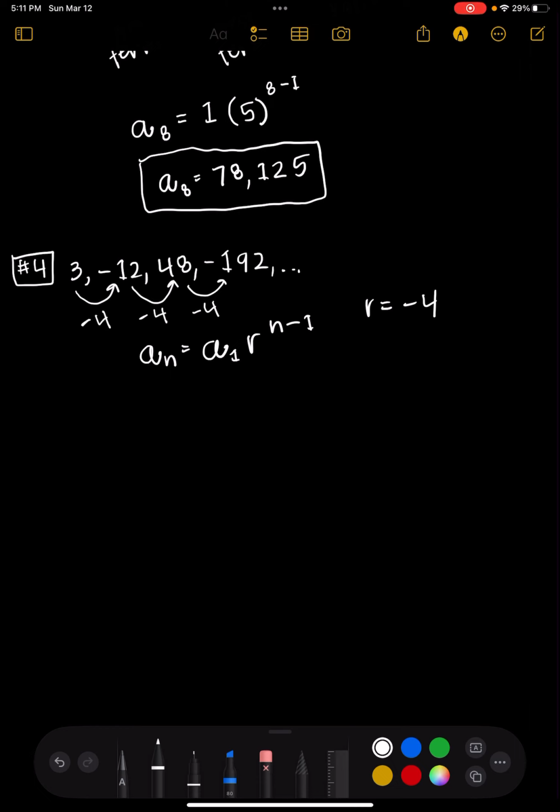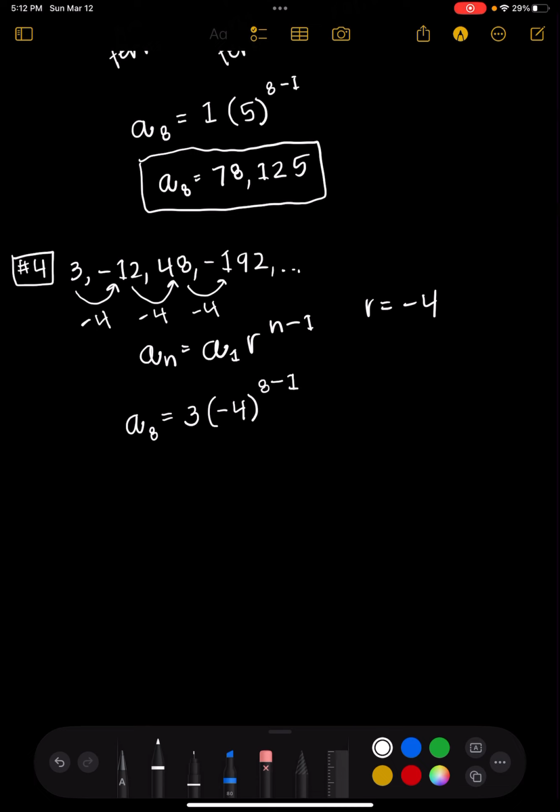So now I should have all of my information to plug into this formula. So a sub n, it's going to be a sub 8 because I'm trying to find the 8th term again. And then a sub 1 is my first term. In this case, that's just a 3, the first number in my sequence. Then it's multiplied by r. We just discovered that r was -4, to the power of n minus 1, but we know that n is 8 because we're trying to find the 8th term. So I'm going to replace that n with 8.